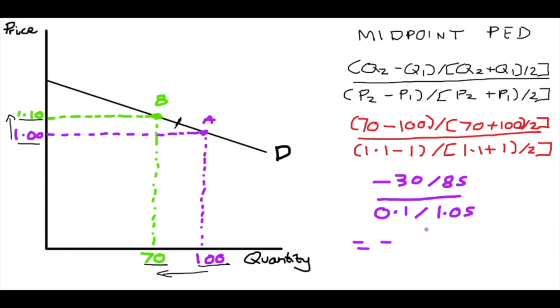85 gives us minus 0.353, and below the line 10 cents divided by €1.05 gives us 0.095. And if we do the math on this one and divide it up, it gives us minus 3.72. And this is the midpoint price elasticity of demand when you're calculating the average elasticity between 2 points A and B on the line here.